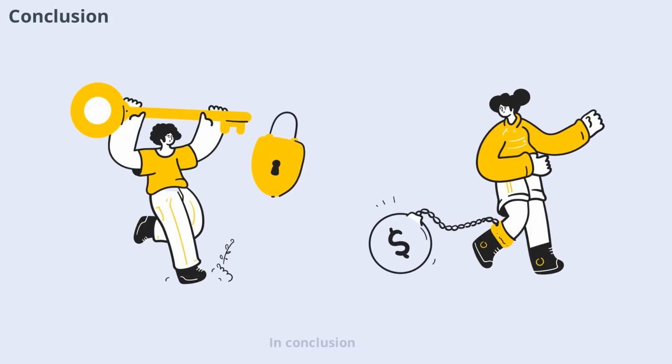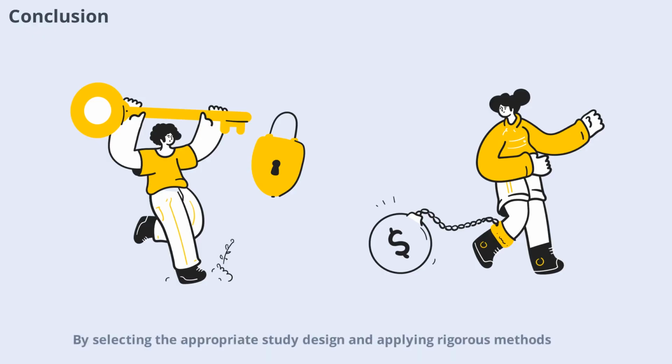In conclusion, understanding the differences between cohort and case control studies is fundamental for anyone involved in clinical research. Both designs have unique roles, strengths, and limitations. By selecting the appropriate study design and applying rigorous methods, researchers can generate valuable evidence that advances medical knowledge and improves patient care.